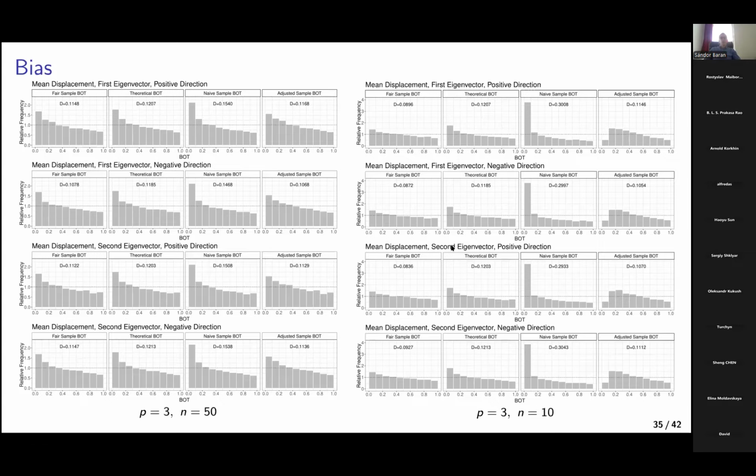Okay, now we wanted somehow to estimate what will be the reasonable sample size for a given dimension. So what we did was the following. First, we also investigated the bias. As I mentioned, we consider the bias in the first principal axis, positive direction, negative direction, second principal axis, positive direction, negative direction, large ratio, 50/3. All figures look the same. The first, the second, and the last one give roughly the same Kolmogorov-Smirnov test statistics. The naive is a bit out of track.